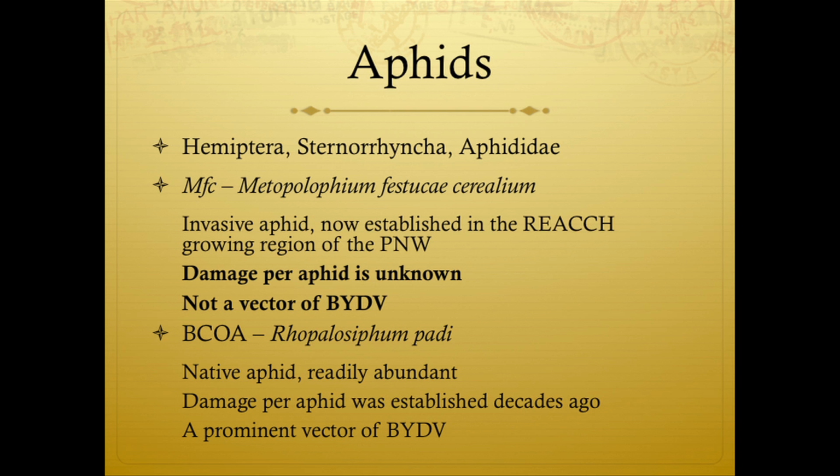Okay, the aphids we're talking about. Aphids are in the order Hemiptera for you non-entomologists. They're in the suborder Sternorhyncha, Sterno referring to the chest, and rhyncha referring to the nose or beak of the insect. And they're in the family Aphididae. Sorry, I've been doing a taxonomy class. Metopolophium festucae cerealium. That is the MFC, the invasive aphid.